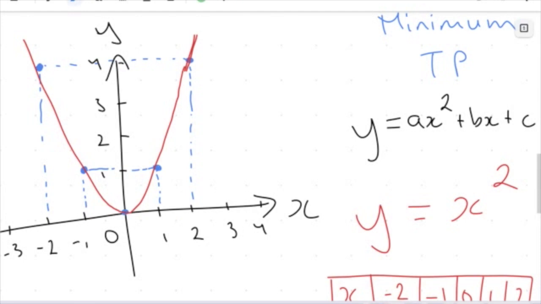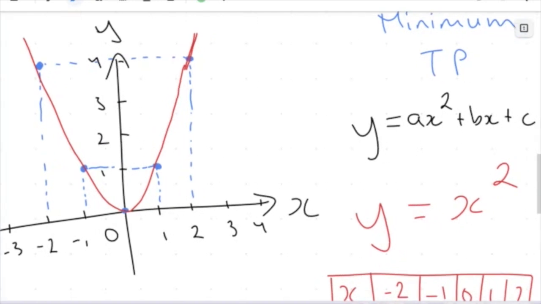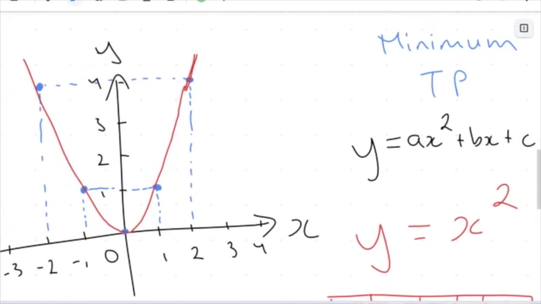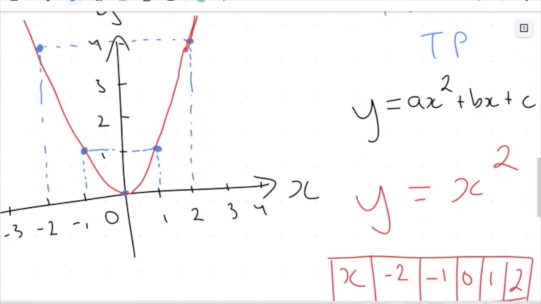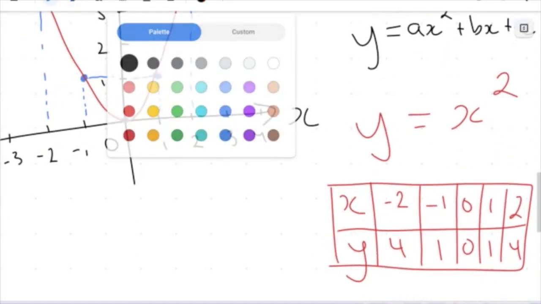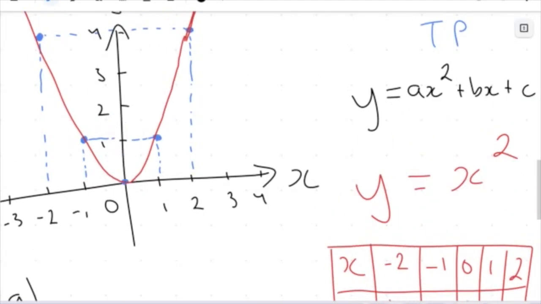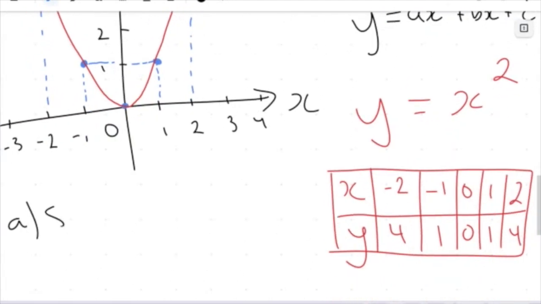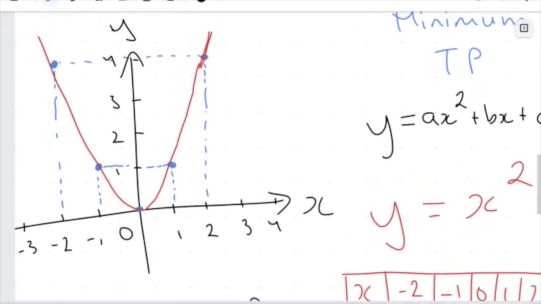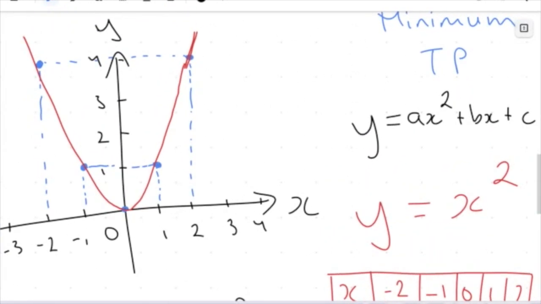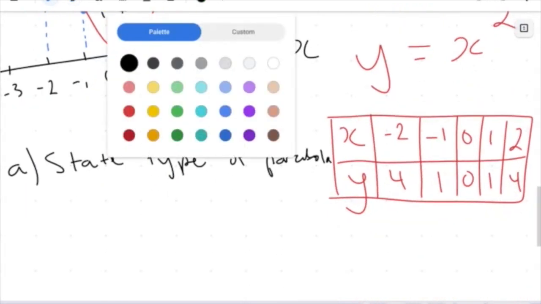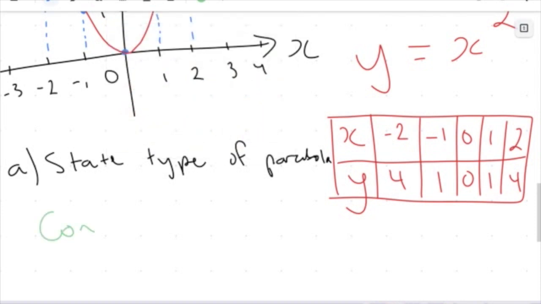Now, let's actually look at this particular parabola, and we're going to notice a couple of things. If we were to ask ourselves a couple of questions, first, let's state the type of parabola. So we said before that this one is the kind of smiley face parabola. So this is going to be a concave up parabola.